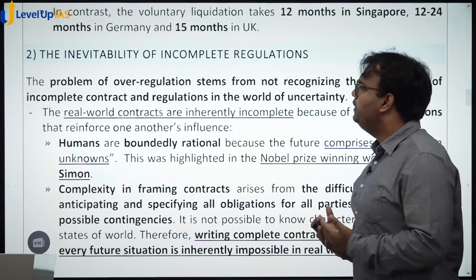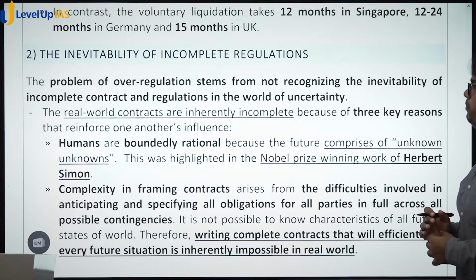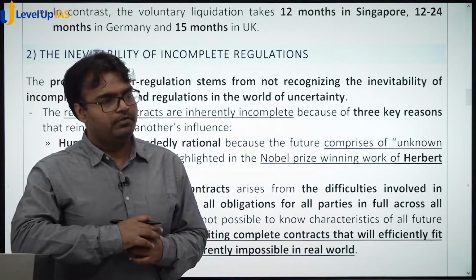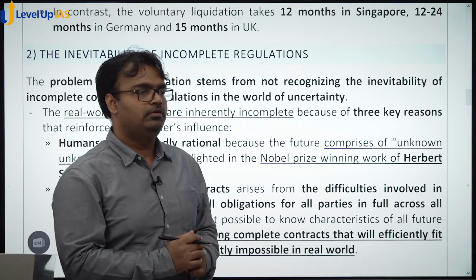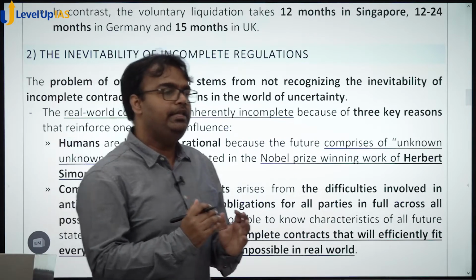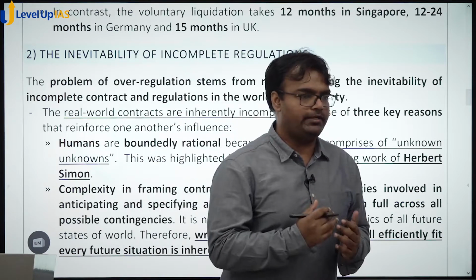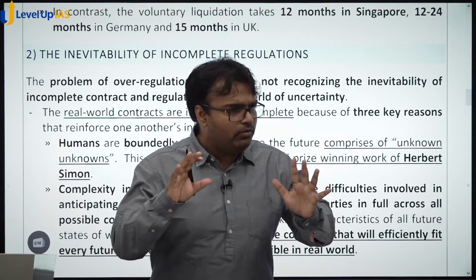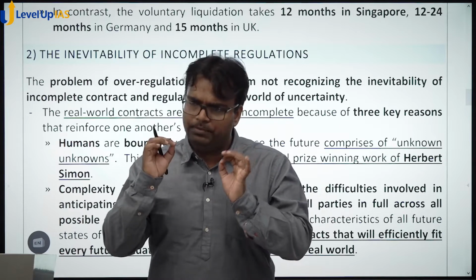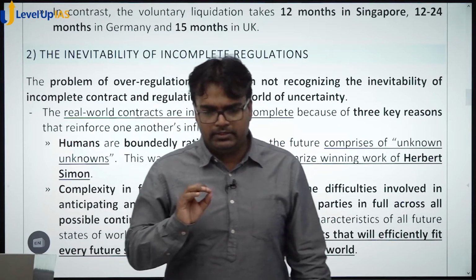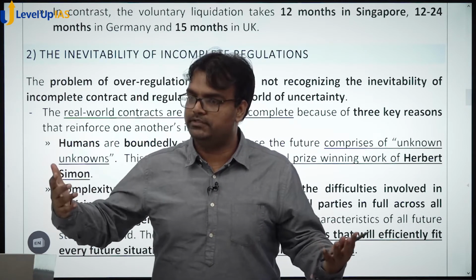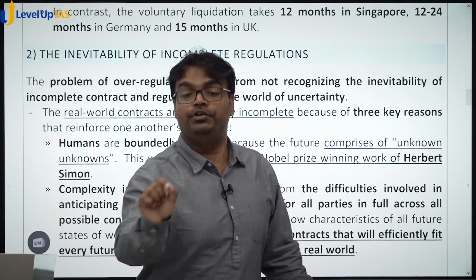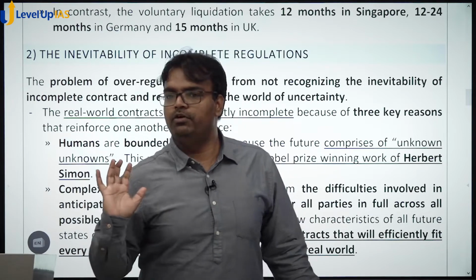We are going for over regulation because we do not understand that in a world of uncertainty, complete regulation is not possible. There will always be incomplete regulation and incomplete contracts. Please understand it again. It's a bit complex, and for many of you who are not from an economics background, if you focus a bit, I'm pretty sure you'll be able to understand. I'm saying that our regulatory processes are complex because we're trying to go for complete regulation. Every dimension, every possible step should be properly covered by our regulation.